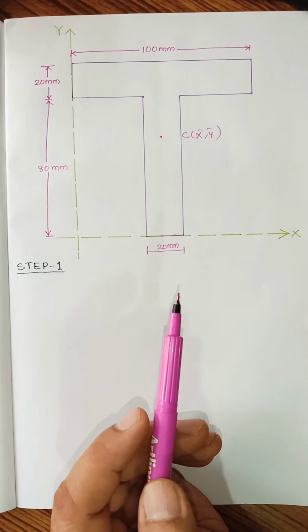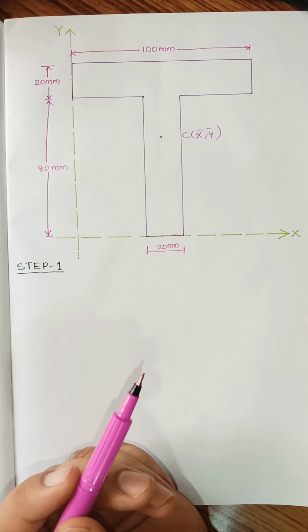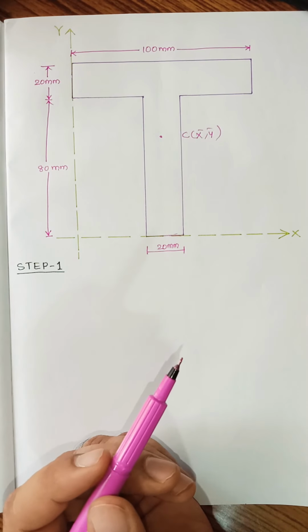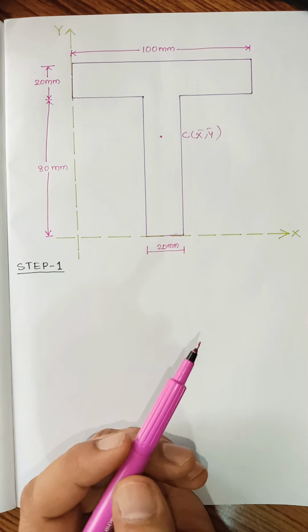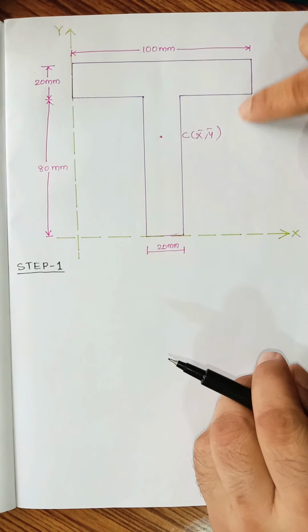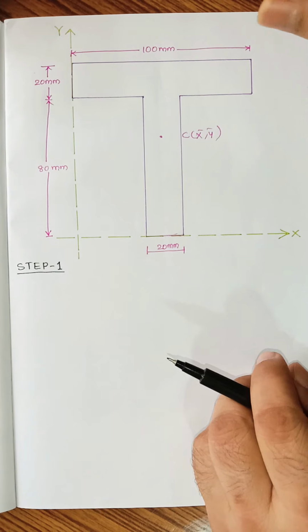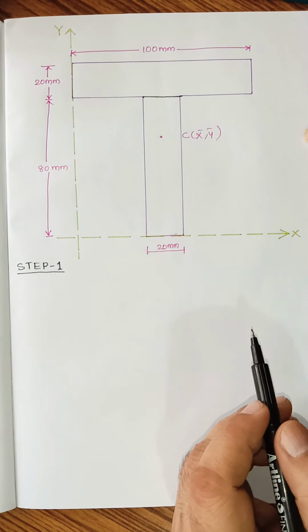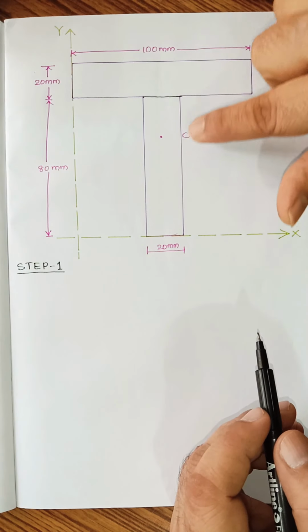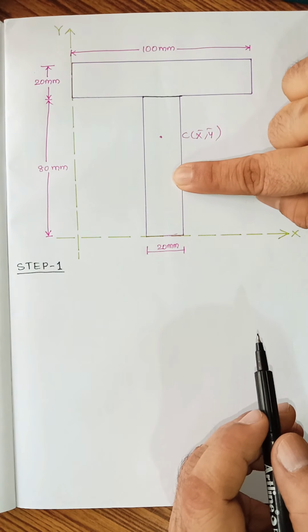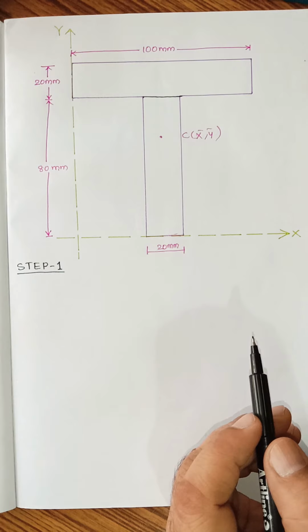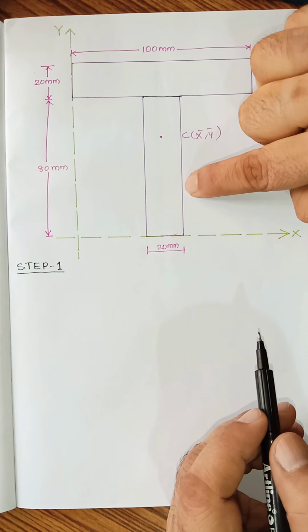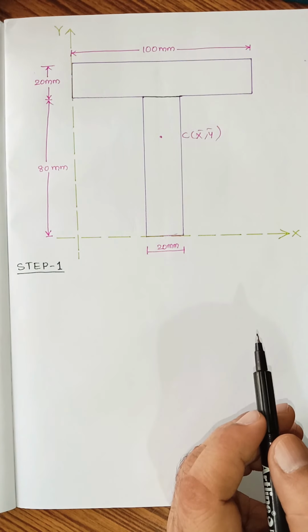Okay, now in the next step, I'm going to divide the given section. How to divide it? As you can see clearly here, it looks like a T section. When I draw a line over here like this, it can be divided into two rectangles. I'm considering the bottom one as the first rectangle and the top one as the second rectangle.